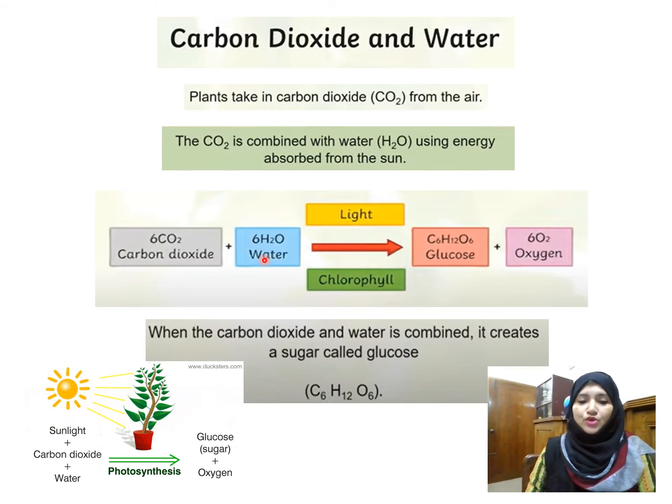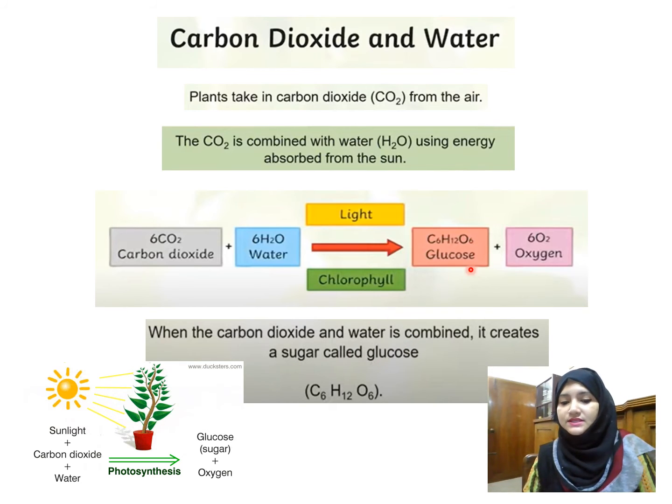That means carbon dioxide plus water, in the presence of light and chlorophyll, produce glucose and oxygen. When the carbon dioxide and water are combined, it creates a sugar called glucose. This is the formula of glucose, and this is the formula of water, H2O, and carbon dioxide, CO2. The 6 means 6 carbon dioxide molecules react with 6 water molecules in the presence of sunlight and chlorophyll and produce 1 molecule of glucose and 6 molecules of oxygen. But don't be afraid, these formulas are not included in your syllabus.